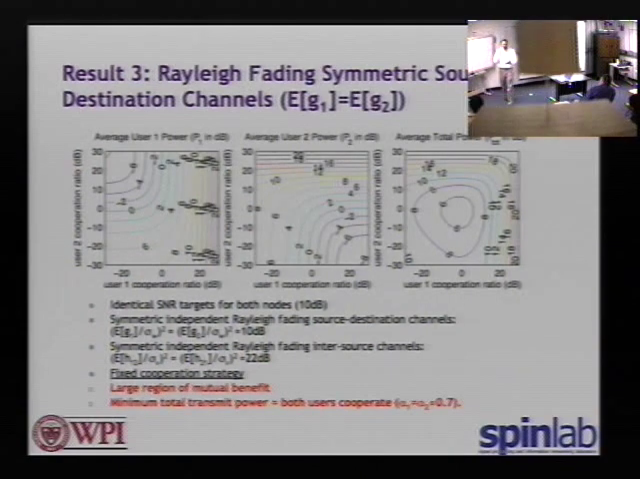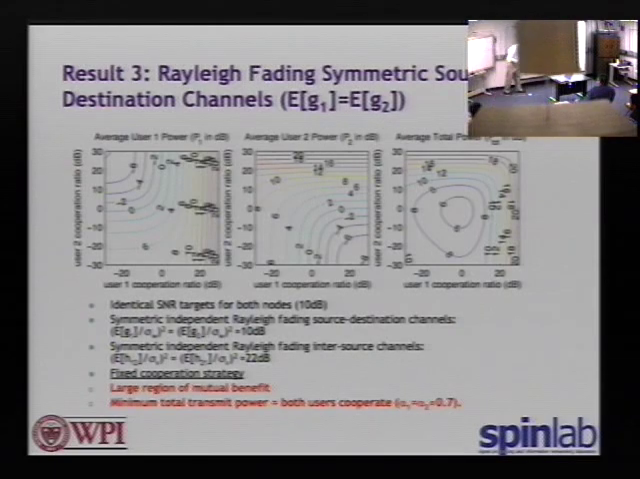What's important here, I underline this, is that this is a fixed cooperation strategy. My cooperation ratios are fixed, and I'm not altering my cooperation ratio for each instant of the channel. Clearly the absolute optimum, if I know everything, would be to compute the optimum cooperation ratio for each set of channel realizations. I'm not doing that here. I am picking fixed cooperation ratios, and looking at how my performance changes as a function of cooperation ratio, averaged over all the possible channel instances.